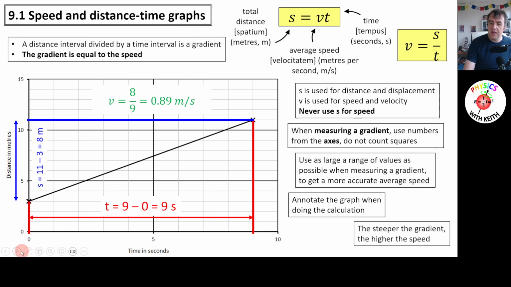Moving on to the next lesson. So this was distance time graphs. I haven't even mentioned speed time graphs, but if we had a speed time graph, how would we analyze it?